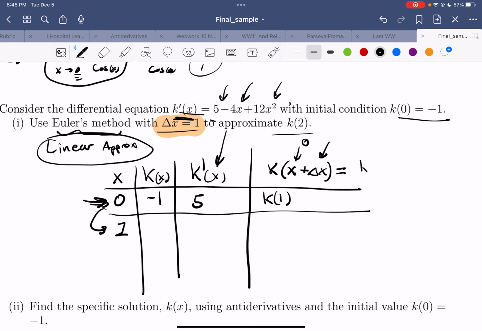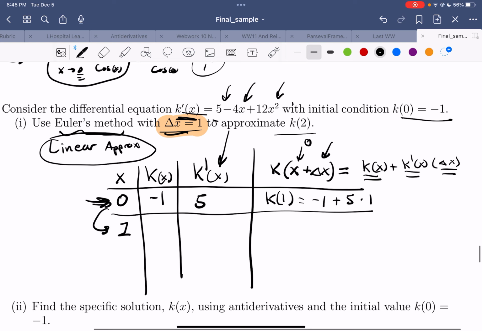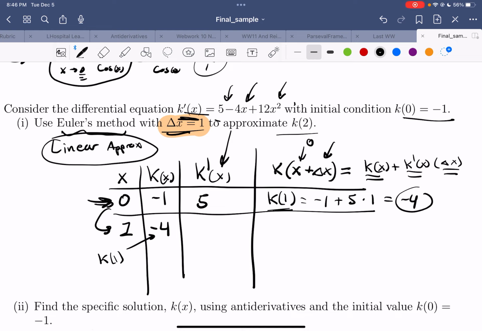So it's your old k of x plus your slope times delta x. Okay, so k of x, that's this number here. So it's negative 1 plus k prime of x, that's this number here. So it's 5 times, and delta x is 1. They're being very nice, 1. So negative 1 plus 5 is negative 4. Okay, so negative 4 is k of 1. That's what we just figured out. You're always going to take this number and plug it in here.